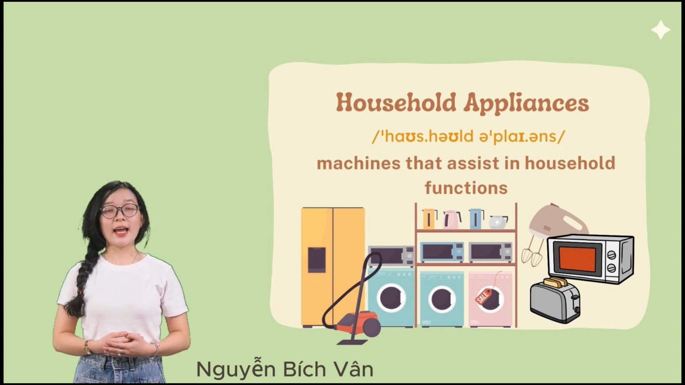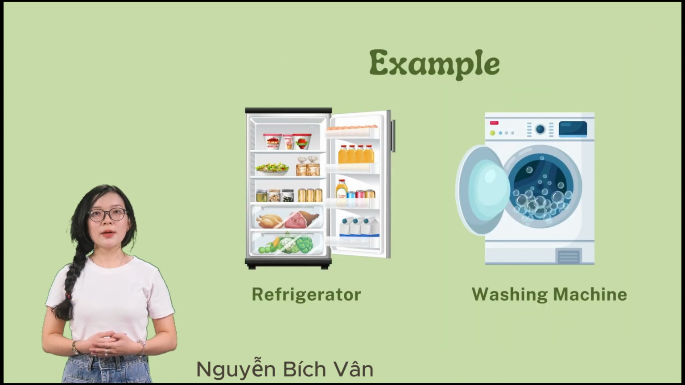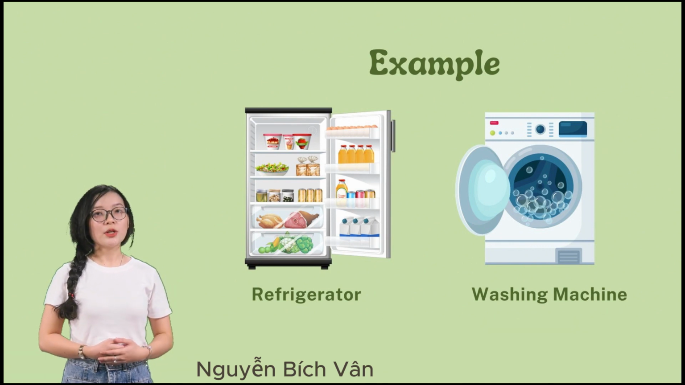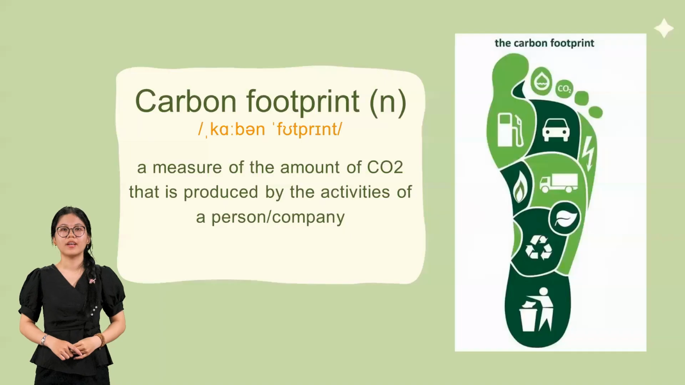Now, let's connect energy to what we use every day. Household appliance. Can you repeat that? Household appliances are machines that assist in household functions, such as cooking, cleaning, and food preservation. Let's look at a few examples. Refrigerators, washing machines.